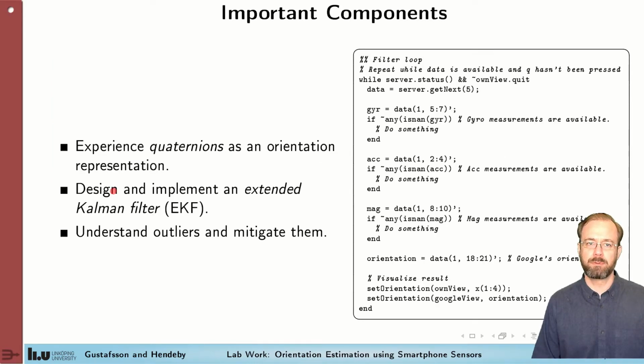Some of the most important components that you will deal with throughout the lab works is the quaternions. That is a representation of orientation in 3D. You'll use that as your state, and you'll have to work with that throughout the lab. You also have to design and implement an extended Kalman filter. So not using any framework this time, you will implement it more or less from scratch. And finally, you'll have to deal with outliers and how to mitigate them.